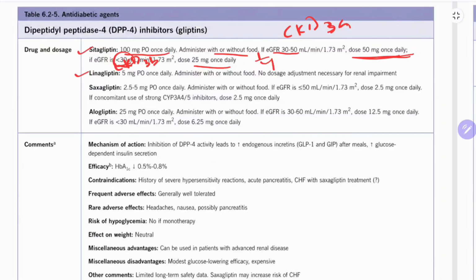Instead linagliptin is used. This does not require any adjustment in CKD patients. It is given 5 mg per oral once daily. No dose adjustment is required for renal impairment. That's why in renal patients you prefer linagliptin. In normal patients you give sitagliptin.